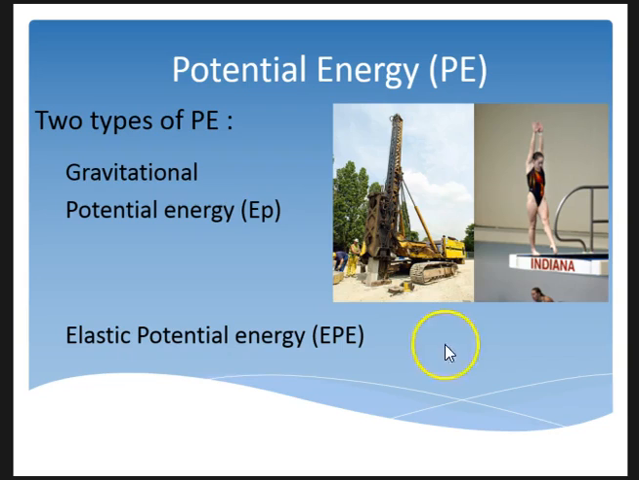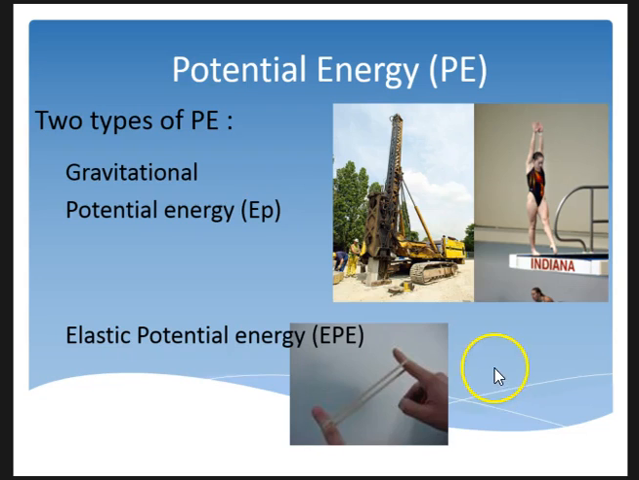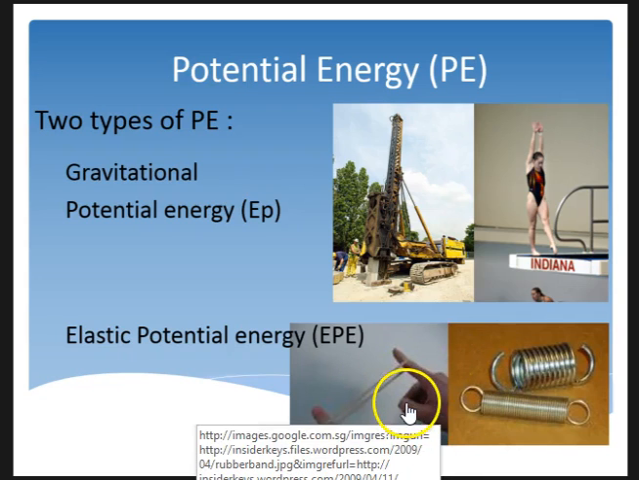Elastic potential energy is a kind of energy that is stored in objects which are elastic or stretchable, namely like springs and rubber bands.